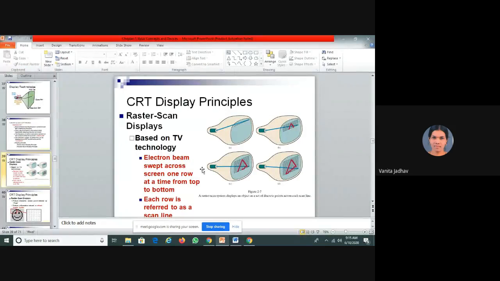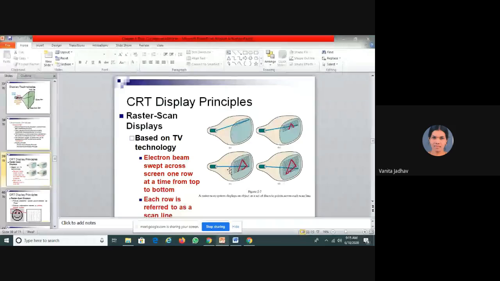So that is nothing but the pixel. It is based on the TV technology and how it works. In raster scan display, the electron beam sweeps across the screen one row at a time from top to bottom. It sweeps from left to right, from top to bottom.